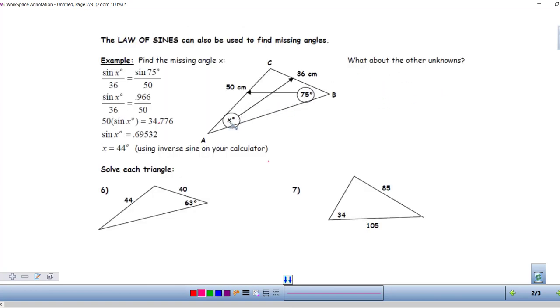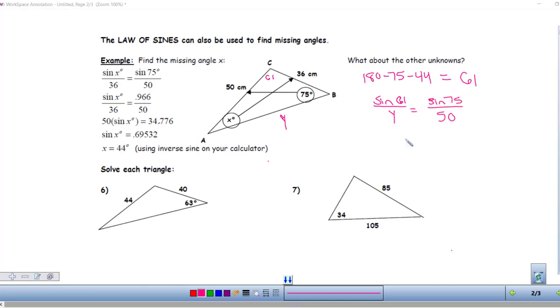So after I find this angle, we could find the third angle by subtracting from 180. 180 minus 75 minus, I'll go with what they have here, equals 61. So last piece, we need to find this side. Well, to find a side, we can do basically what we just did on the last couple examples. Sine 61 over y, and set that equal to the pair that we have here. When I put this in my calculator, we get y equals 45.3. Let's do one more example together.